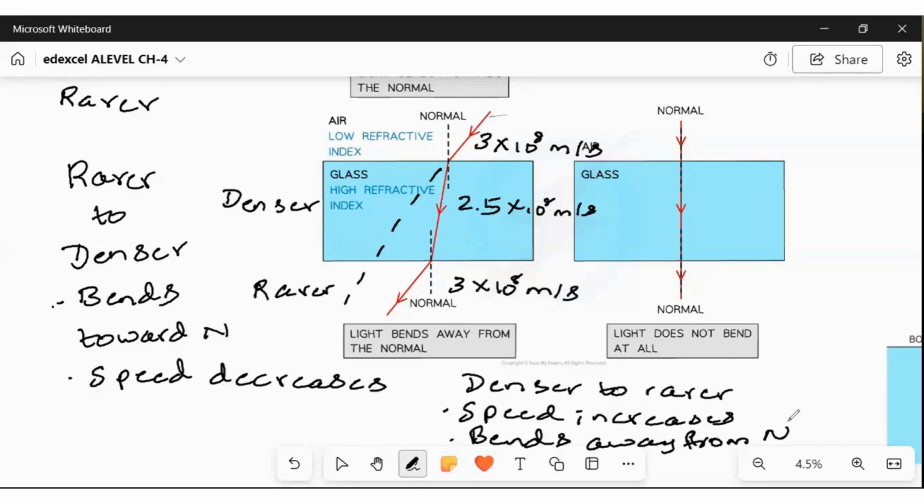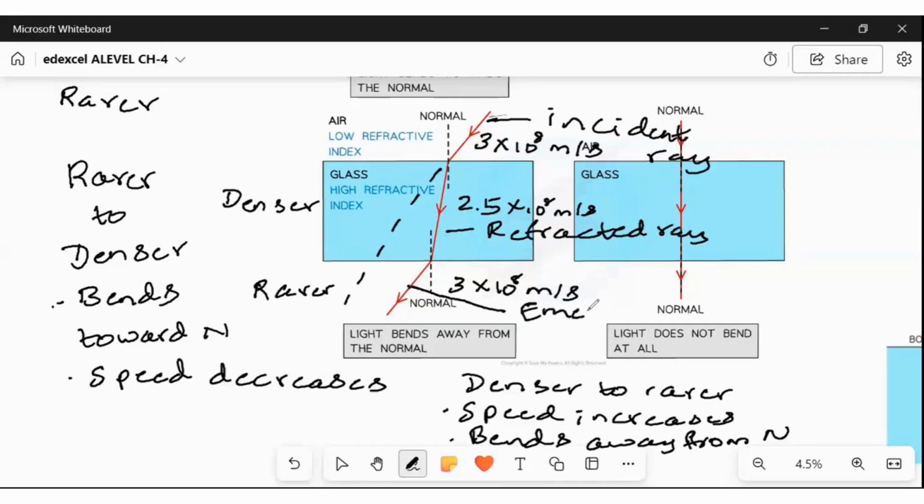So in case of reflection, there were only two rays: the incident ray and the reflected ray. But here, the ray which is incident on a glass slab is called the incident ray. The ray getting refracted inside the glass medium is called the refracted ray. And the ray which is leaving the glass slab, any idea what this is? Emergent ray. It's very simple.